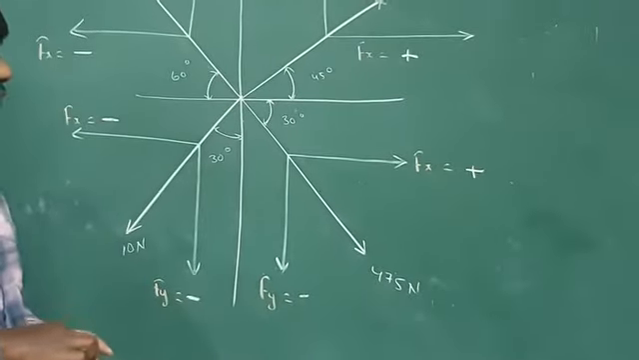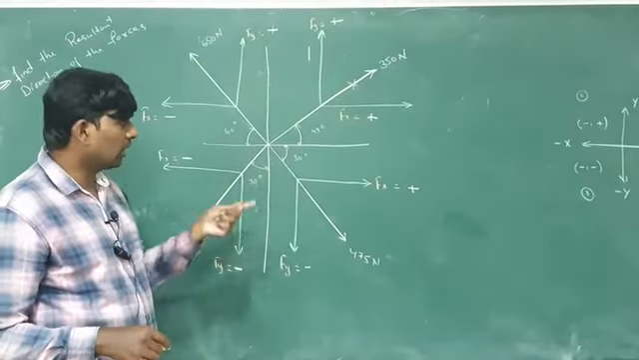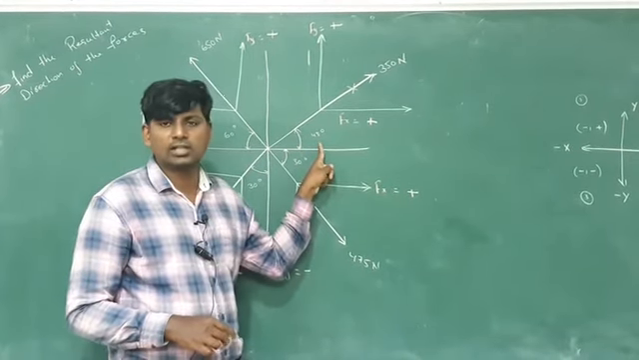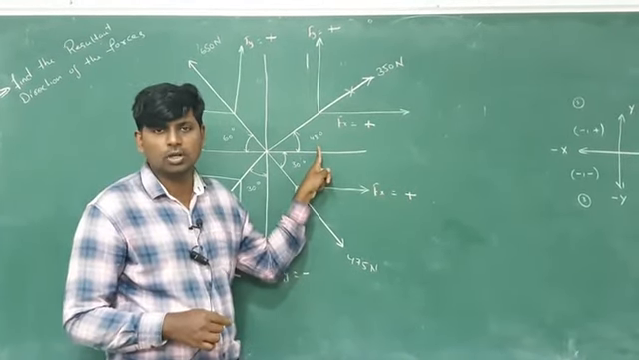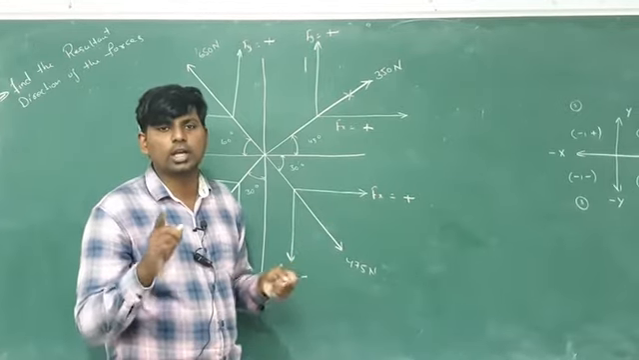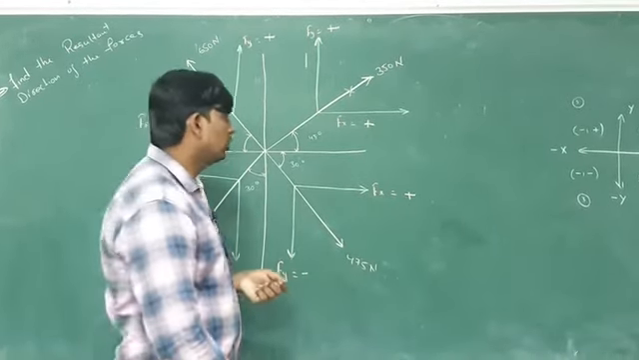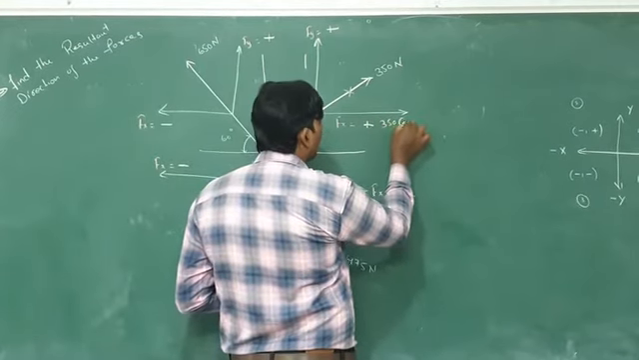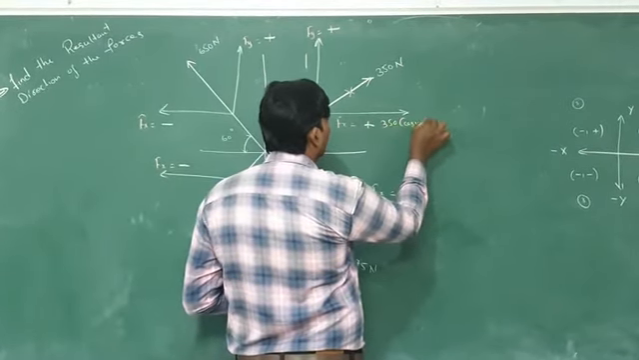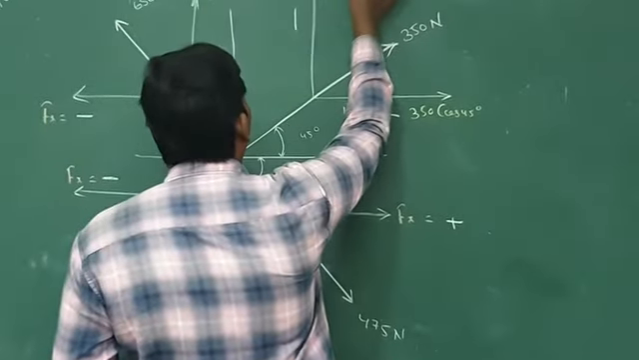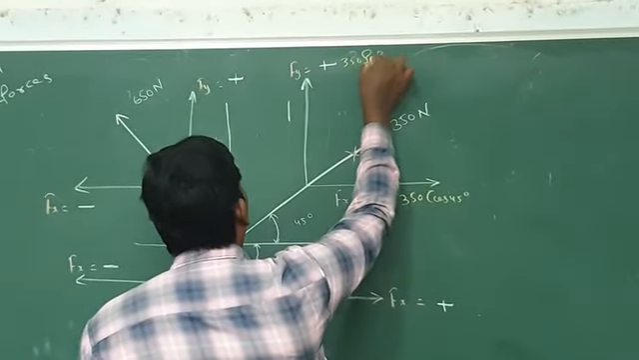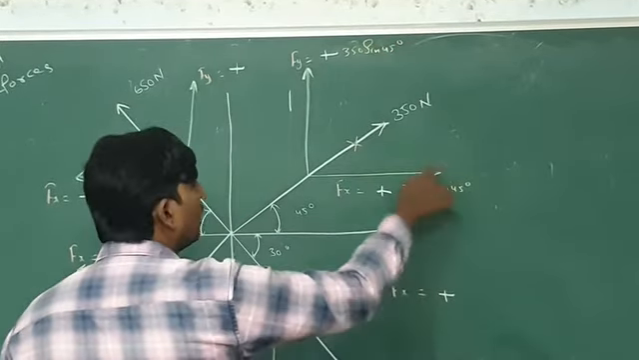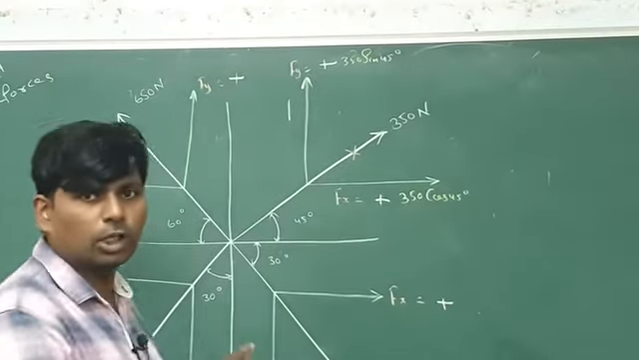After that, you have to take care of the angle. The given angle is lying with the horizontal, so horizontal you have to consider as the cos. So here I am writing cos: horizontal 350 cos 45 degree, and here 350 sin 45 degree.